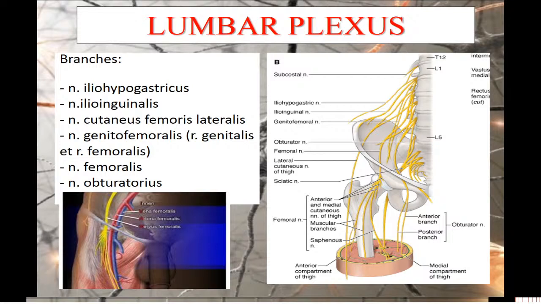One more interesting branch of the lumbar plexus is the obturator nerve, nervus obturatorius. This nerve leaves the pelvic cavity via the obturator foramen, especially through the obturator canal. Maybe you remember this obturator canal is formed by the obturator membrane, which practically completely closes the obturator foramen.